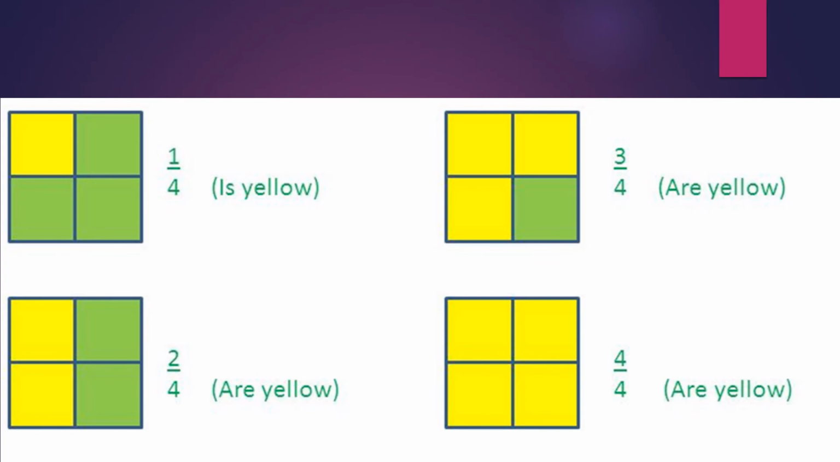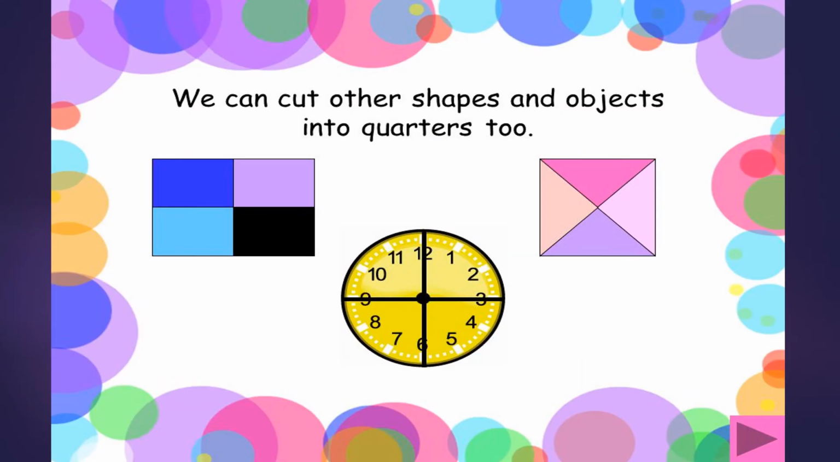Now the last picture shows all the 4 squares colored yellow. So what fraction represents yellow color? 4 by 4. So all the 4 squares out of the 4 cut pieces are yellow in color. Here are some more interesting examples of a rectangle cut into 4 different colors. So each piece that is cut is a quarter. A clock can also similarly be cut into 4 equal parts, and each part is a quarter. Similarly, the square is also cut into 4 equal parts, each part showing a quarter.